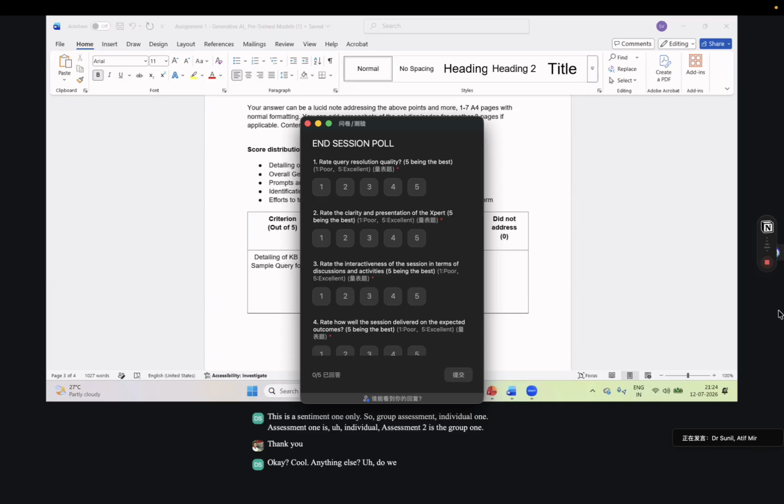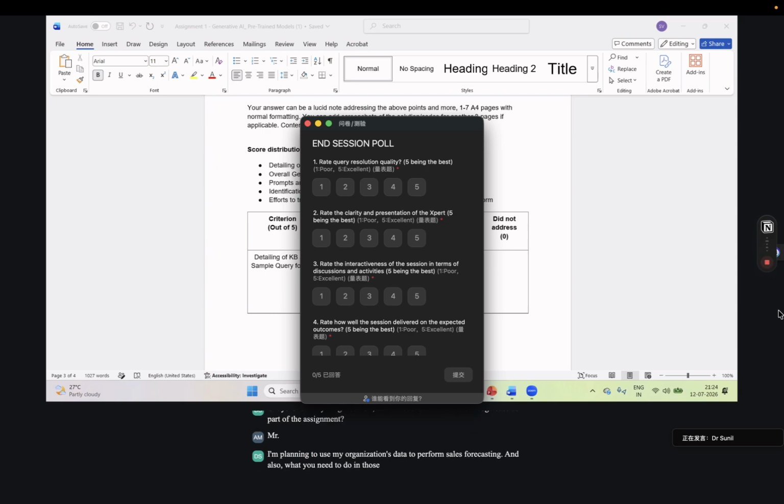Do we need to share the knowledge base as part of the assignment? I'm planning to use my organization's data to perform sales forecasting. In those cases, Nimish, you don't need to share the entire thing, but you need to understand the sample snapshot so that you can share it. You don't need the entire knowledge base. Yeah, go ahead. Any other question?